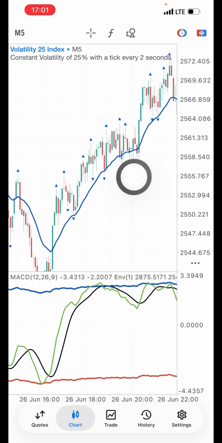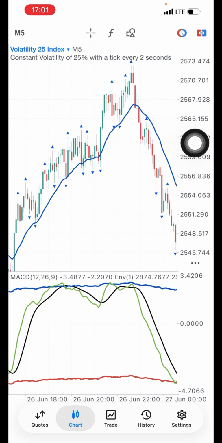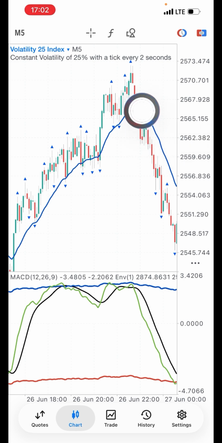Right now, you can see here that price broke below our blue line. All right, then it still went back up. So let's say, for example, you take your sell here, you might have been stopped out in this area. Price might have taken you out. So here again is another condition.